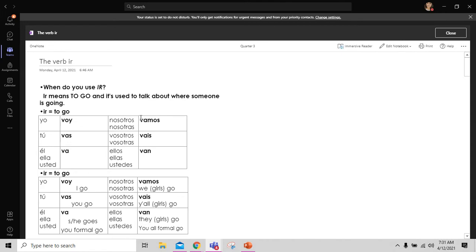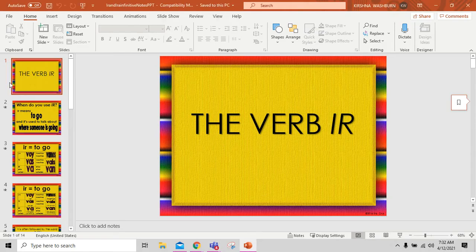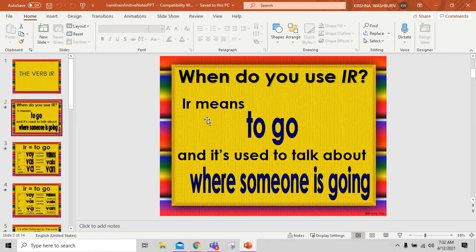These are all the notes, they're just not as pretty. So, here is my beautiful, lovely, pretty PowerPoint, okay? And this is the verb ir. So, when do you use ir? Ir is pronounced like the body part ear, okay? Not like or however else you might pronounce that. Ear, like your ear. Okay, so ir means to go, and it's used to talk about where someone is going, just like we saw in that video.